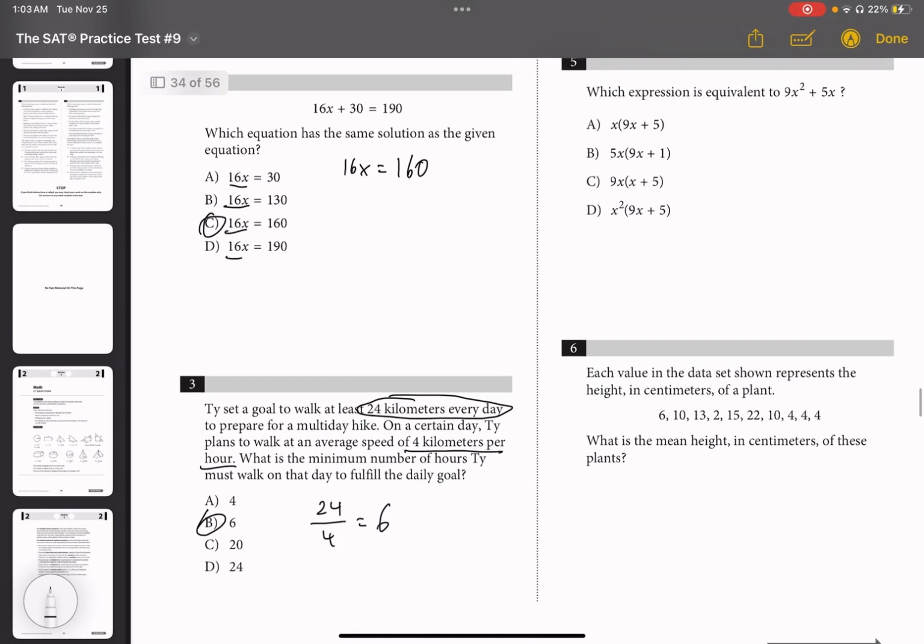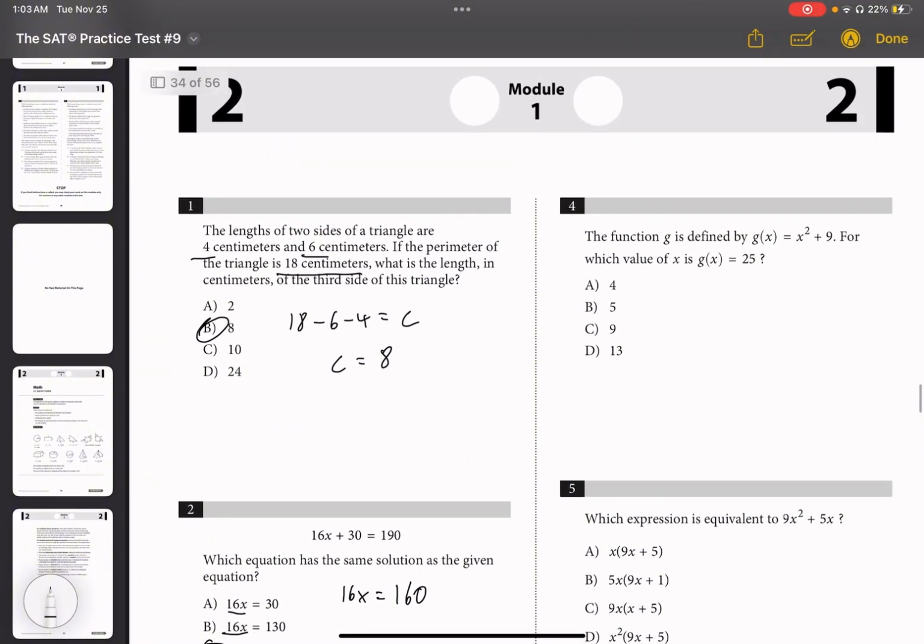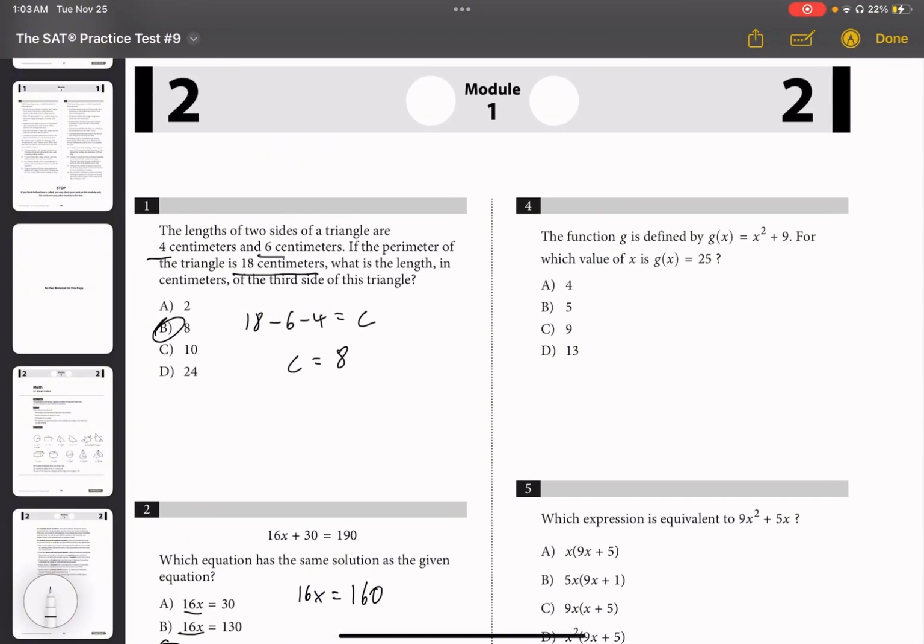Okay, next question. For the function g defined by g of x is equal to x squared plus 9, for which value of x is g of x equal to 25? So if g of x is equal to 25, we have 25 is equal to x squared plus 9. So 16 is equal to x squared. So x is equal to plus or minus the square root of 16, so x is equal to 4 and negative 4. 4 is one of our answers, so yes, that's going to be our choice.